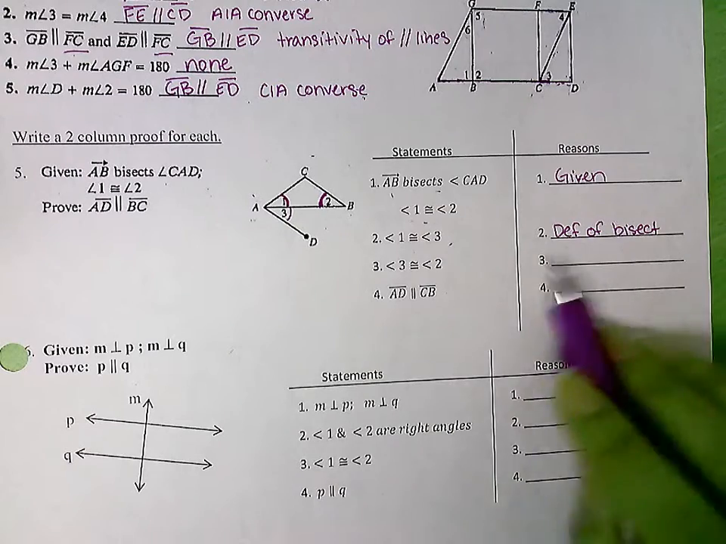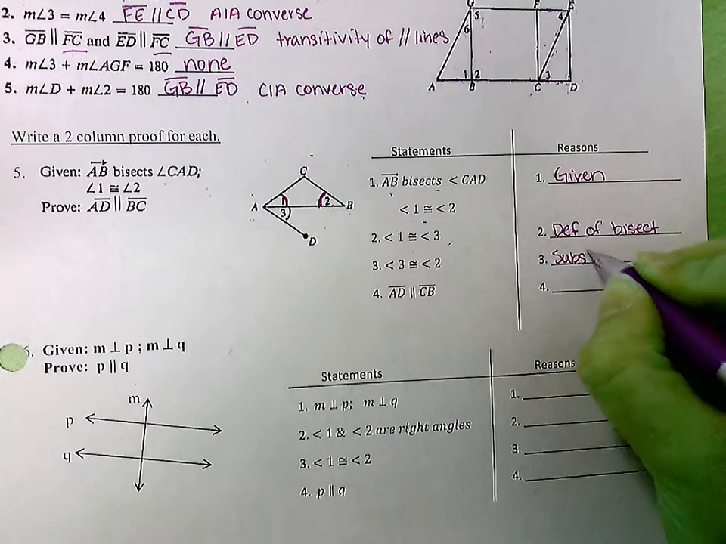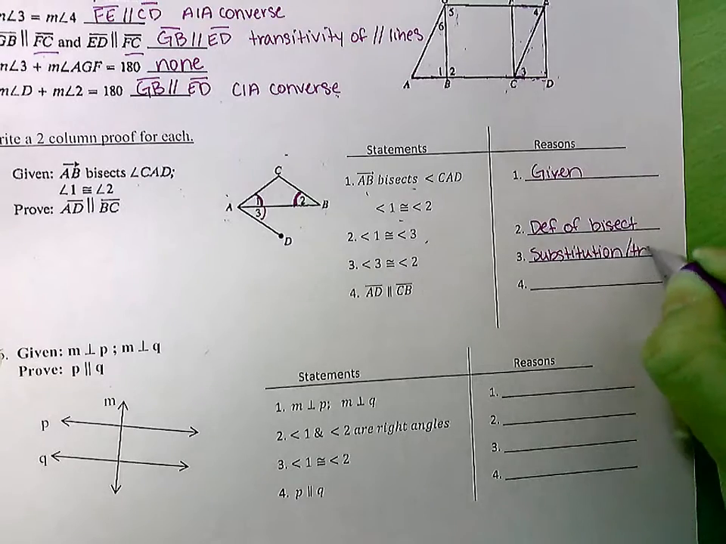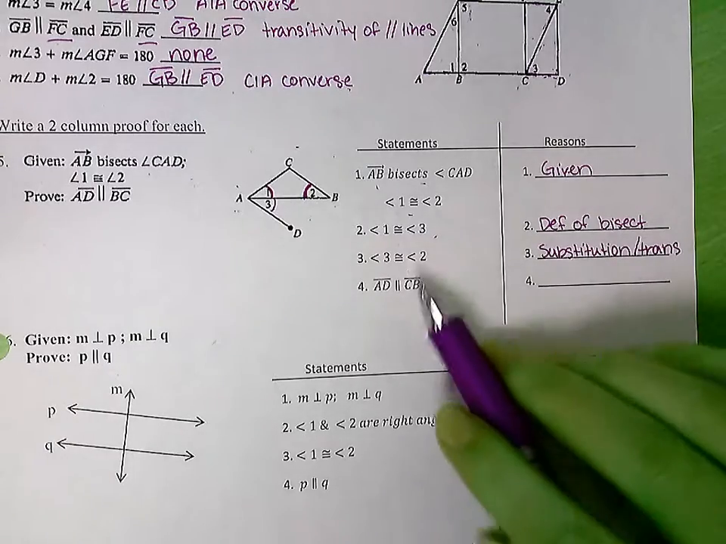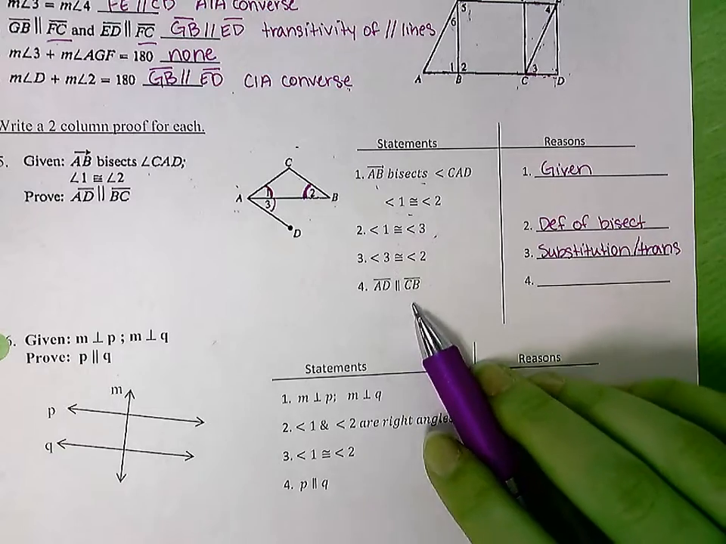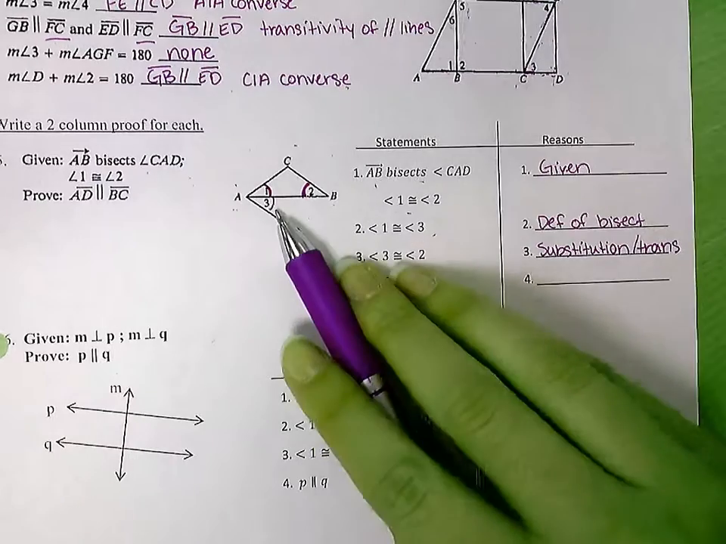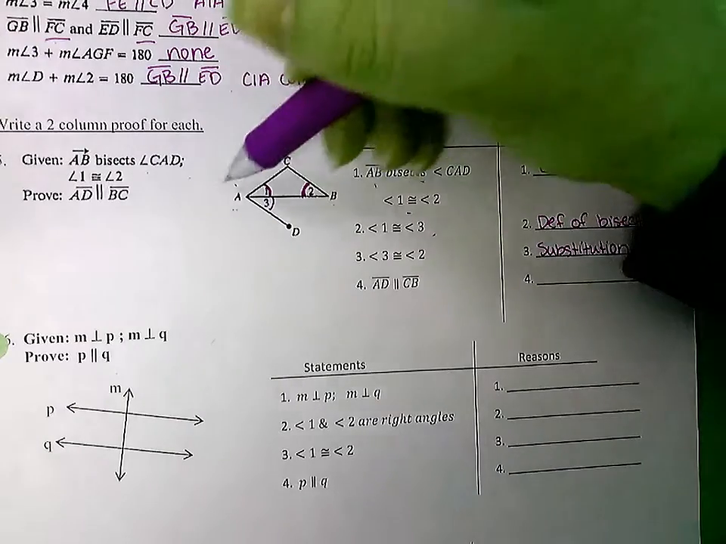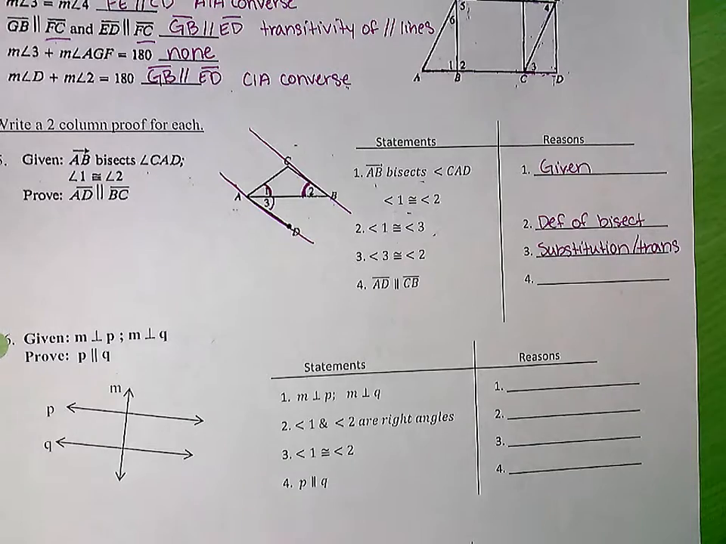What's my reason behind saying that those two are congruent? Substitution. Or transitive? I heard somebody say it. Now at this point, I'm going to look at my picture because I only have one more reason, and it's proving that these lines are parallel. I said angle 3 is congruent to angle 2, and I'm trying to prove AD is parallel to CB, right?